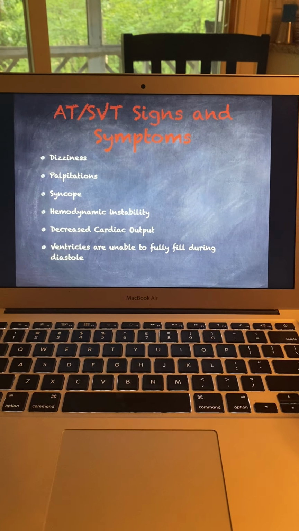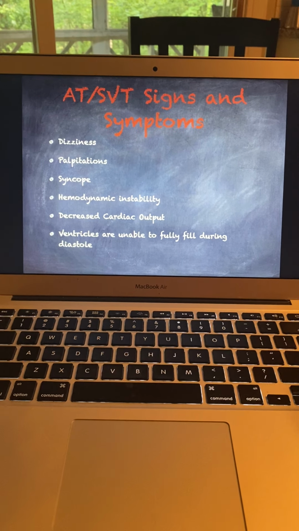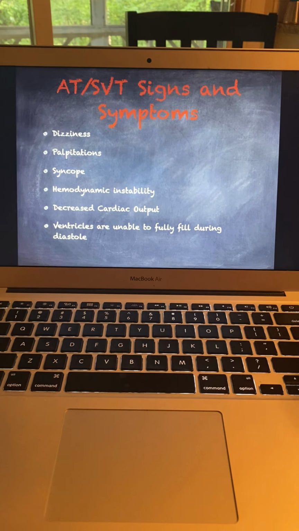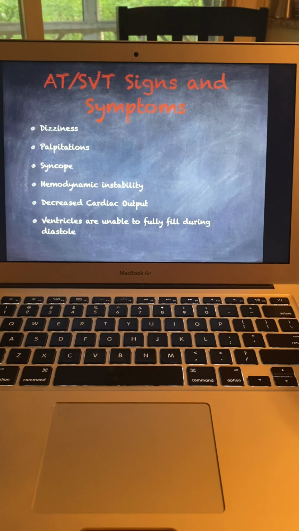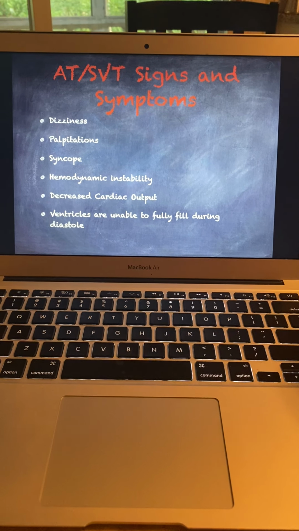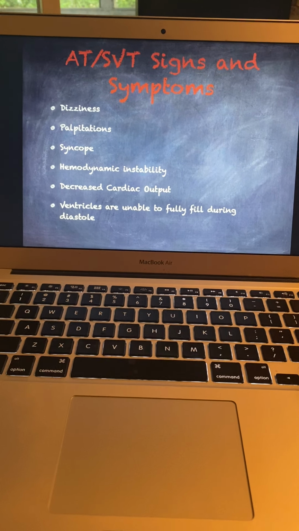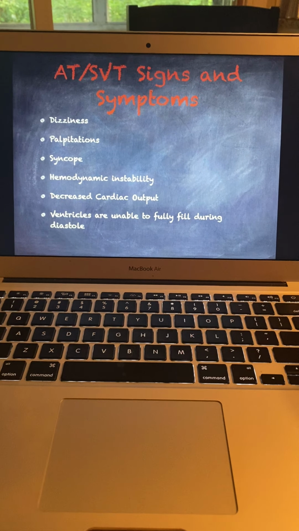Signs and symptoms of tachycardia, atrial tachycardia, and SVT include dizziness and palpitations. You could have a syncopal episode, and that is usually related to any hemodynamic instability that you have. Decreased cardiac output is something that you could see if your patient's heart rate is extremely fast.